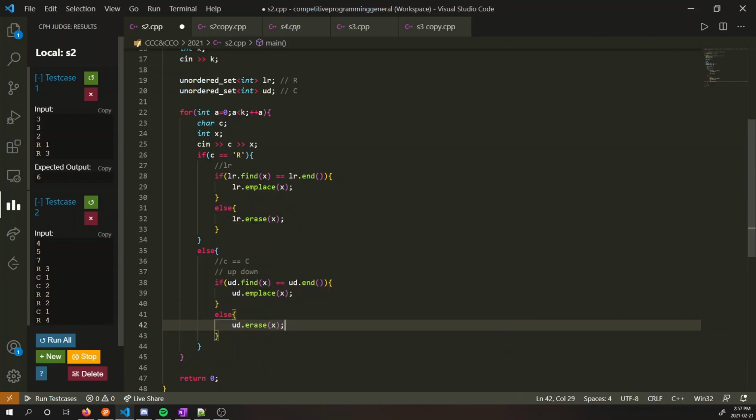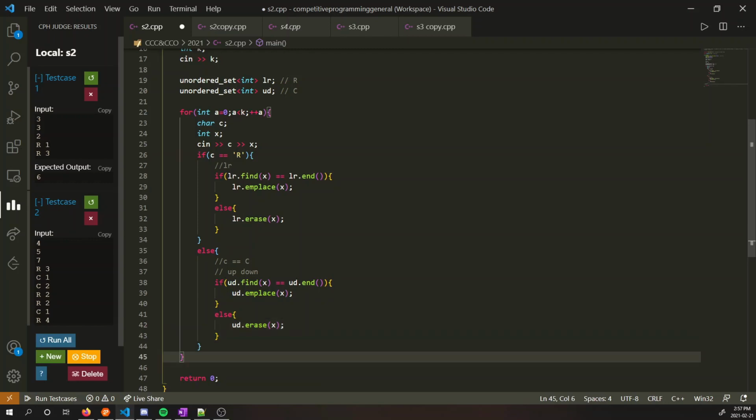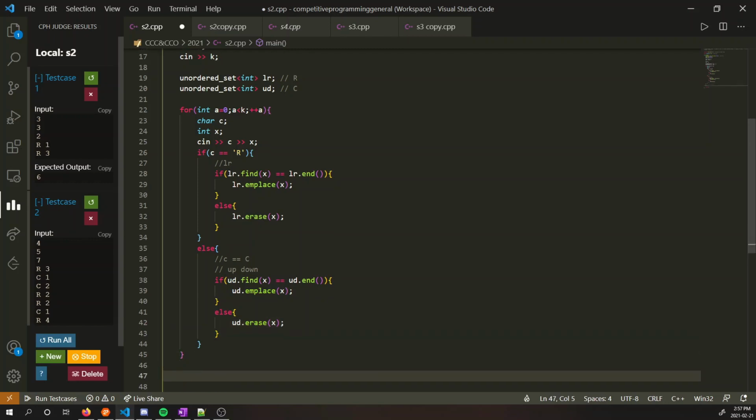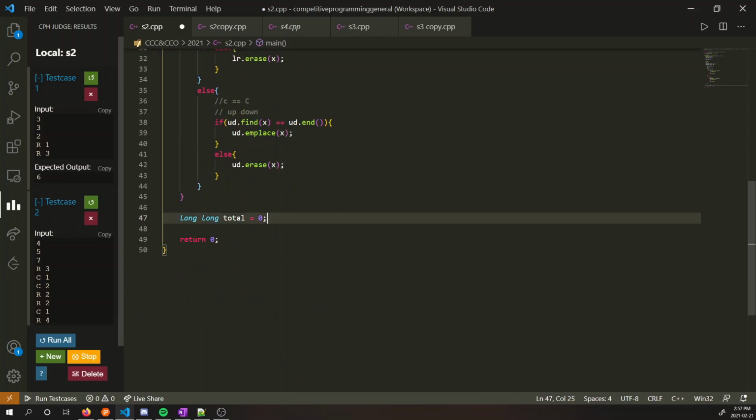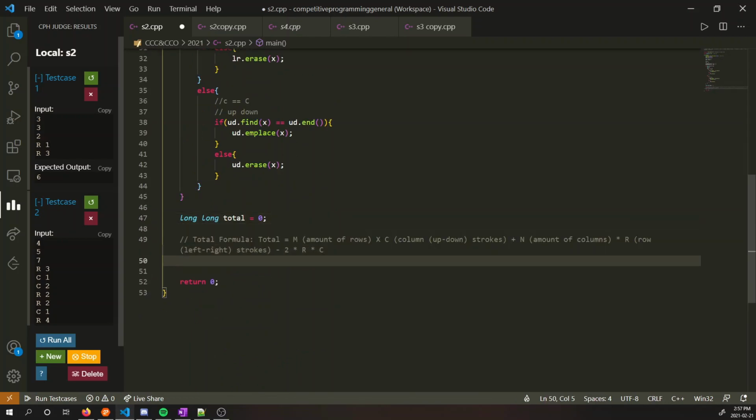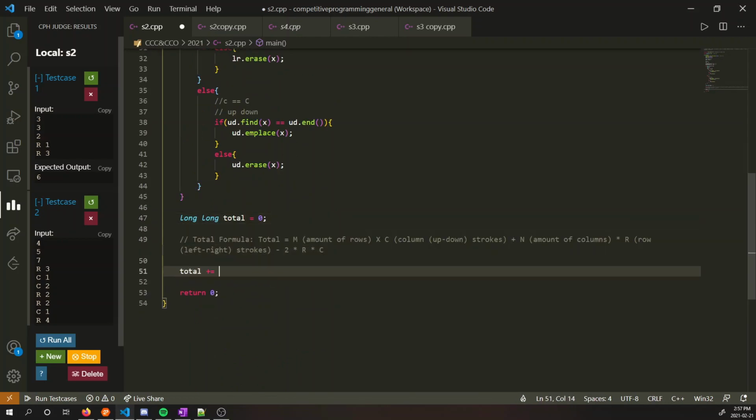Now that we're done with our main loop, we should compute the total. So long long total equals 0 to start off with. Now I'm going to copy down our handy formula here, because we can just copy this exactly. So we can do total plus equals, and I'm going to put in parentheses long long to force the type to be long long, so that we do not run into overflow errors.